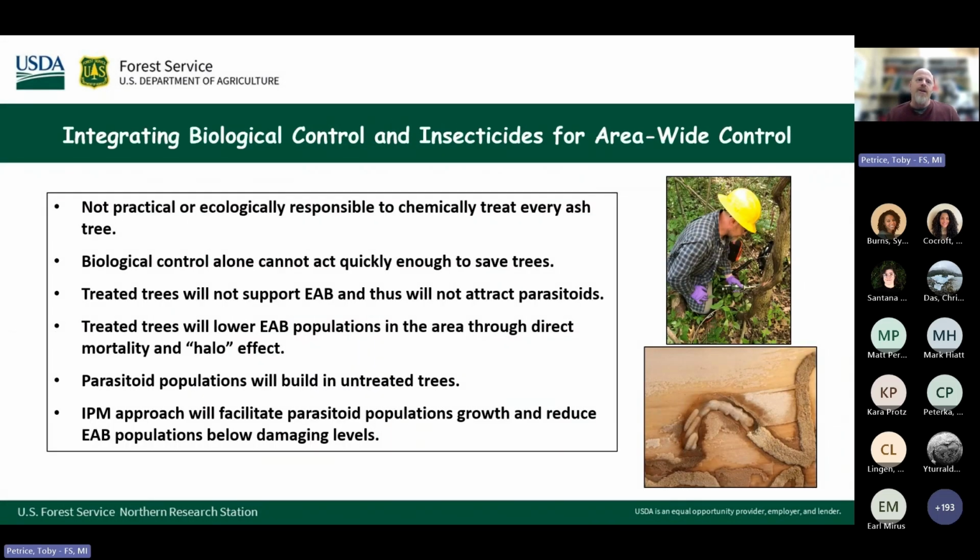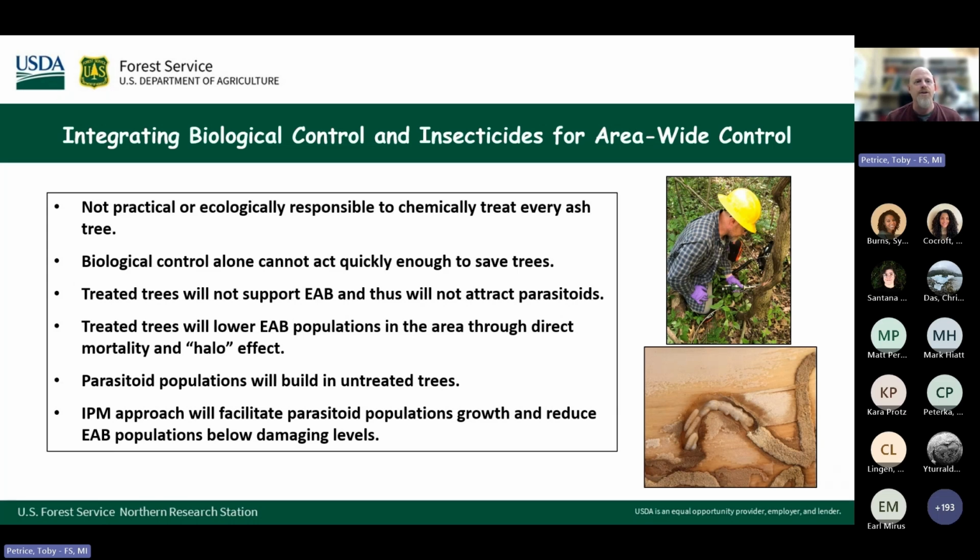So this brings me on to the current project we're working on where we're trying to integrate biological control with insecticides for area-wide management of emerald ash borer. As I mentioned before, the insecticides are very effective for controlling emerald ash borer, but it's not practical to treat all the trees in the stand. And then biological control has this lag time where we still see tree mortality before emerald ash borer parasitoids can catch up to the emerald ash borer population.